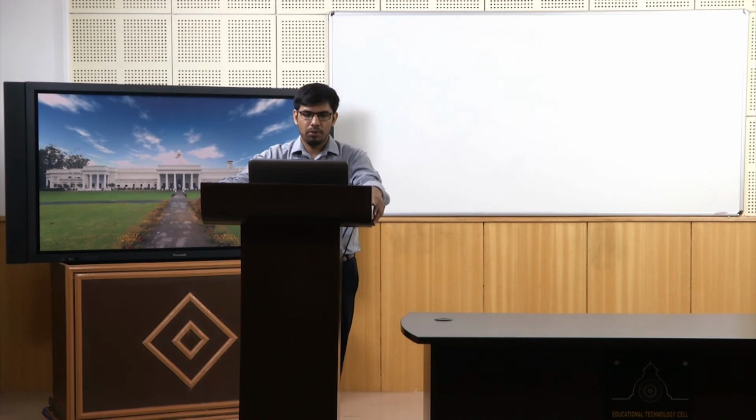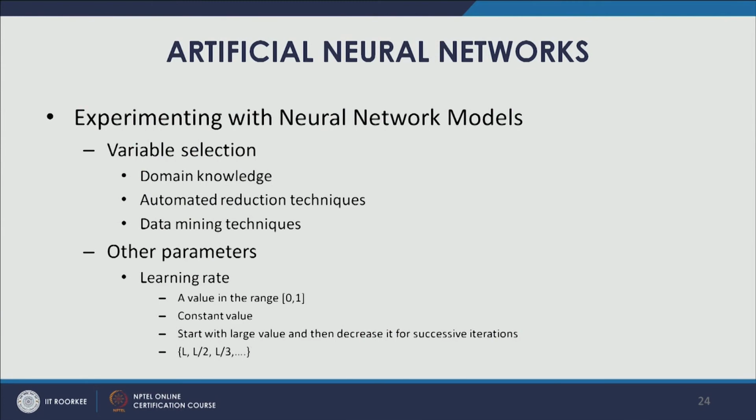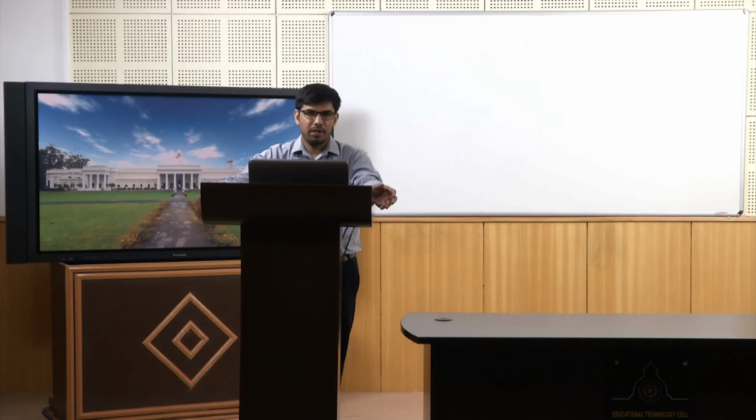A few other points related to experimenting with neural networks. For example, variable selection could be an important part of neural network modeling. Domain knowledge can be used to select the important variables in a modeling exercise. Automated reduction techniques can be used. Data mining techniques, for example CART and regression based models, can be used to identify the important variables and then take them into our neural network modeling exercise.